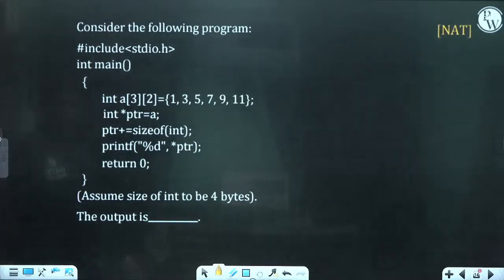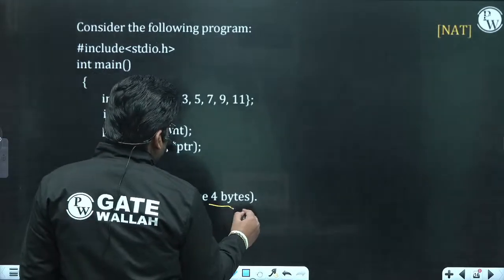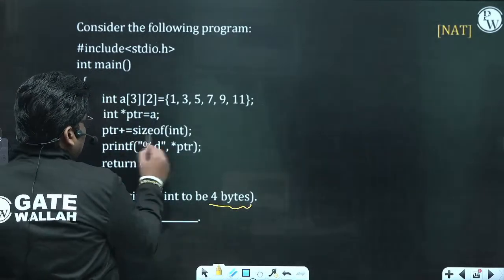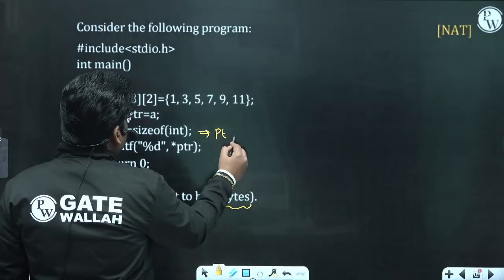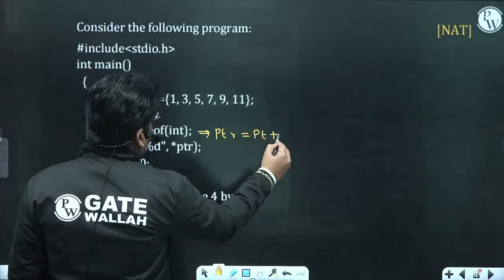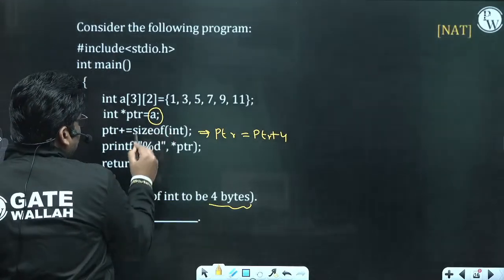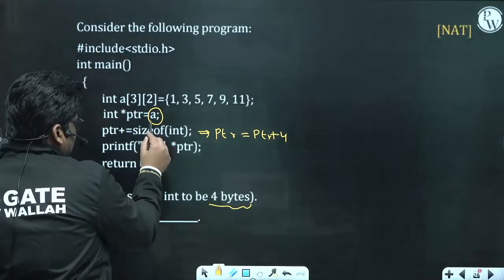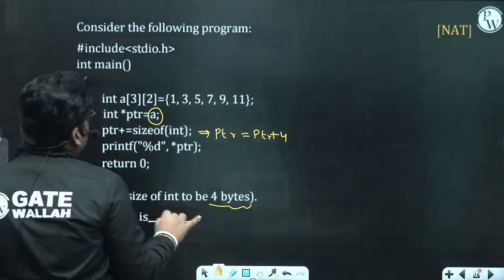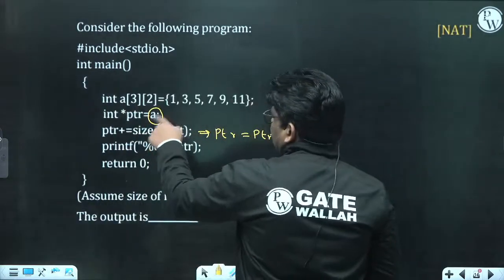Sir, if the size of integer is 4 bytes, that means this statement is saying PTR is equal to PTR plus 4. Done, sir. If we are saying A, what does that mean? Actually, a typecast is required, but no issue at all. A means the base.